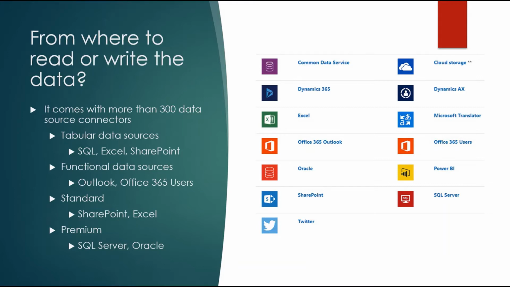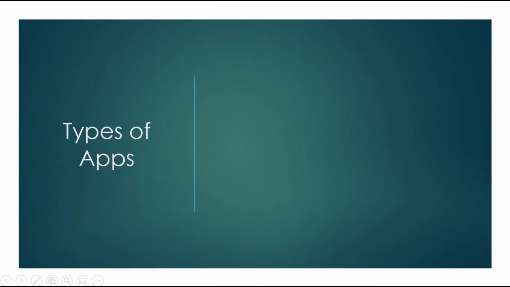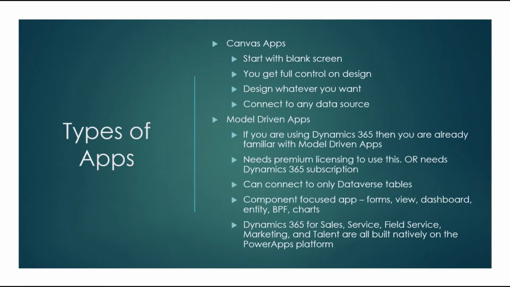So there are more than 300 data sources to which you can connect. Now there are 2 different types of app you can create. One is Canvas app, another is model driven app. With a Canvas app, you get full control of the screen. You can start with a blank screen and design the UI as you want, whatever you want. You can connect to any data source. As I said before, more than 300 data sources you can connect to. So that's the Canvas app.